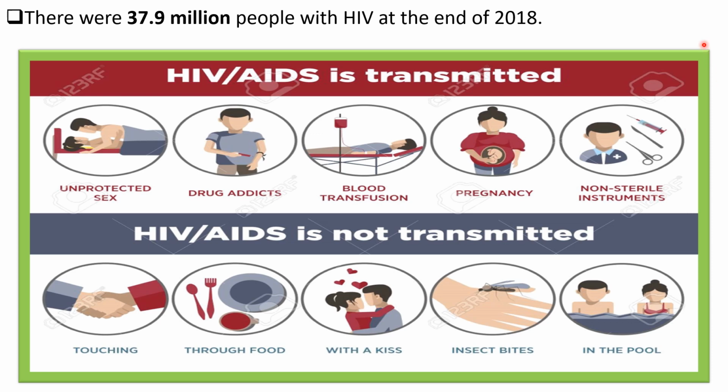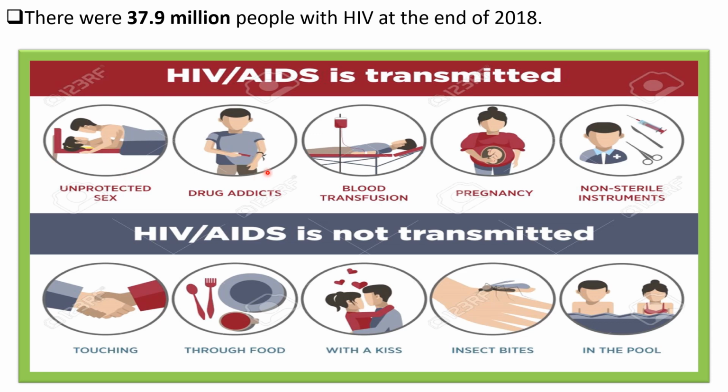Next, the simple question: how does HIV infection transmit from person to person? And how does HIV not transmit from person to person? Here the answers to the two questions are clearly given. These are the ways by which HIV infection can easily transmit from an infected person to a healthy person. Number one, unprotected sex. Practicing unprotected sex without using condoms causes HIV infection.